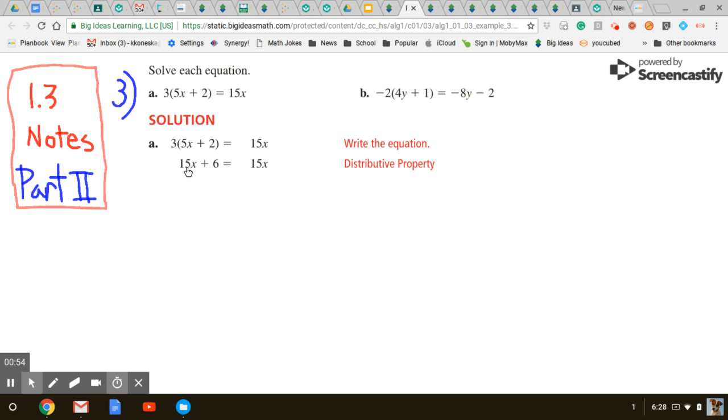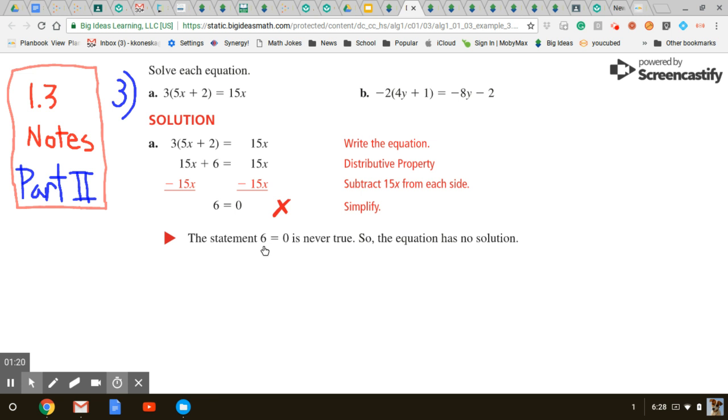And we want to get the x's together, so we subtract 15x from both sides. What happens is we end up with 6 on one side and nothing, or 0, on the other. So now we have a statement that says 6 equals 0. We don't know what x equals because there is no x left. The x's have completely dropped out of the equation. This tells us that since 6 can never equal 0, in other words, that's a false statement. It's never true. So therefore, the equation has no solution.